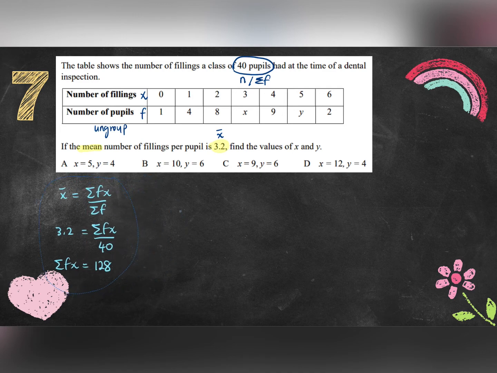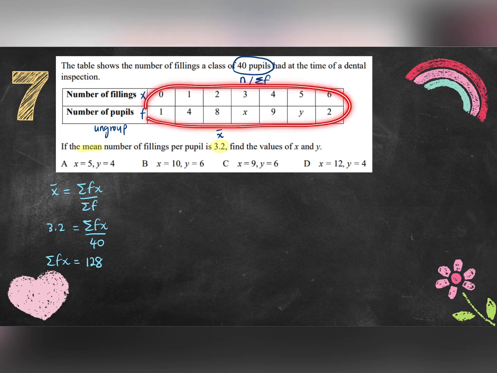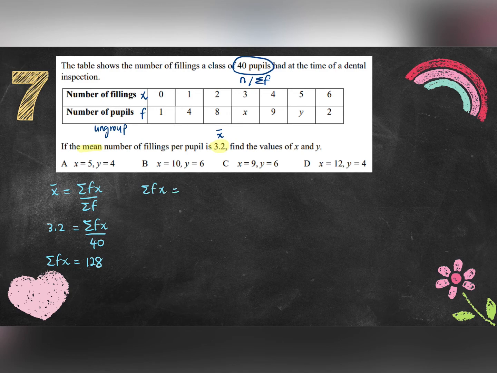Tapi perlu ke kita guna benda ni? Okay, let's tengok pula benda lain. Apa lagi yang kita boleh guna? Kita nak cari summation of Fx daripada sini, X dengan Y. So, in terms of X and Y. So, summation of Fx akan sama dengan, kita darabkan 0, 1 dengan 4, 2 dengan 8 and so on. So, kita ada 4 tambah 16 tambah 36 tambah 12 tambah 3x plus 5y.